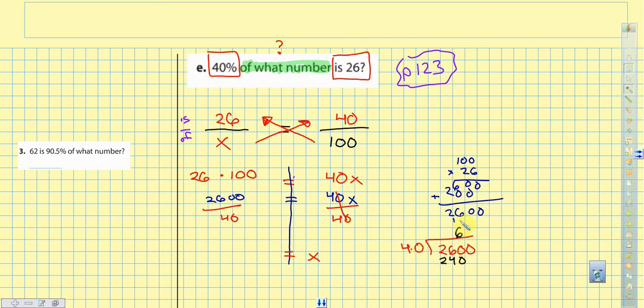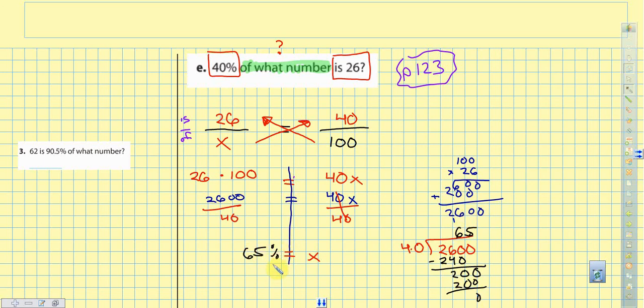6 times 0 is 0. 6 times 4 is 24. You subtract. We're going to get 20. And now the question is, what times 4 equals 20? We know that's 5. Let's see if that works. 5 times 0 is 0. 5 times 4 is 20. There we go. We get our remainder of 0. That's what we're looking for. So 65 is our answer.